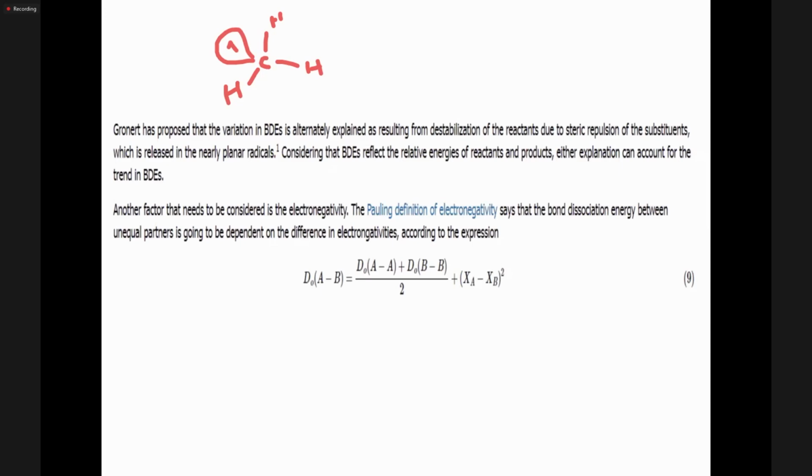Considering that BDEs reflect the relative energy of the reactant and the product, this explanation can account for the trend in BDEs. And another factor that is very important in case of BDE determination is the electronegativity parameter.